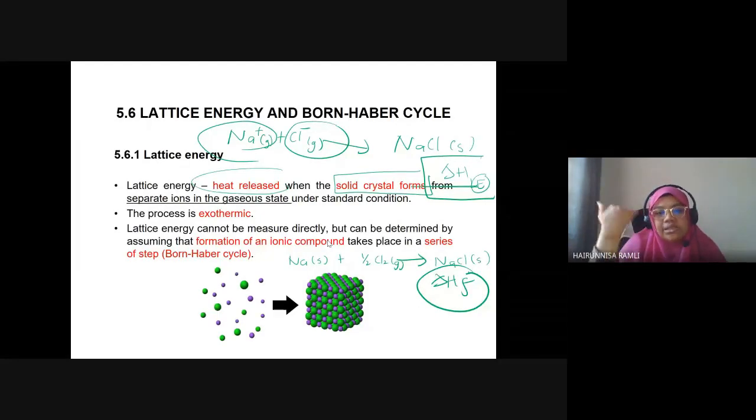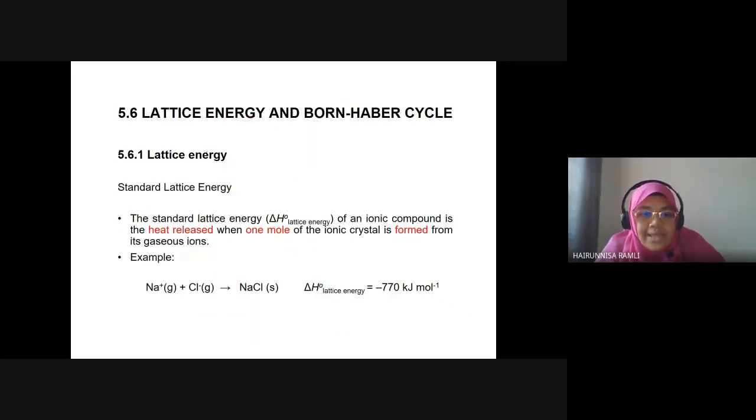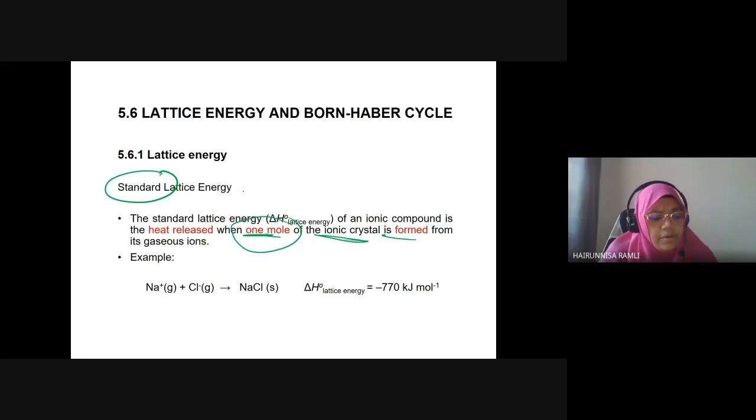So that combination series of steps, ni yang kita panggil Born-Haber cycle. Okay. So what is standard? Tadi kan you have to know the definition of the standard. So of course standard ni, tadi kita dah tahu lattice energy ni when one mole of ionic crystal is formed, right? Maybe tadi in general kita tak ada mention pun about one mole. But for standard, dia mesti one mole. Sama macam you buat definition for formation, combustion, neutralization, dia mesti one mole. Now, one mole apa? Ionic crystal yang form.